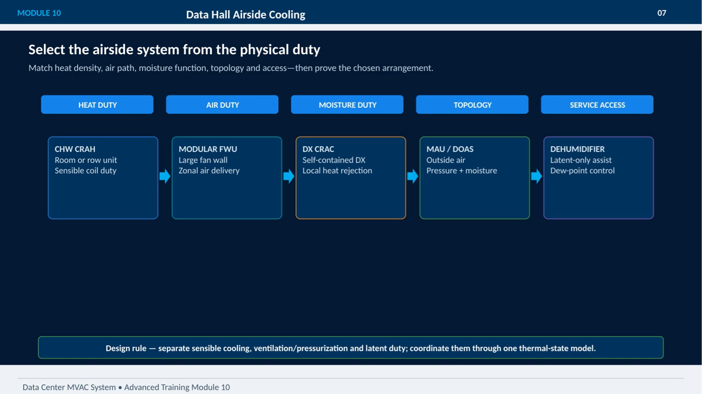The design principle here is to separate sensible cooling, ventilation and pressurization, and latent duties, then integrate everything through a single thermal state model to ensure efficient and reliable performance. This coordination is vital for effective data center cooling.